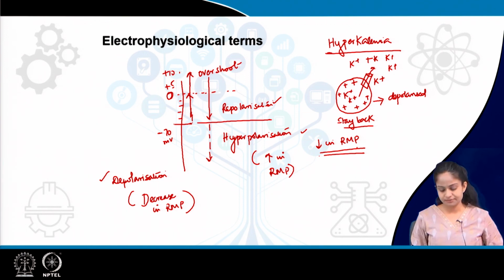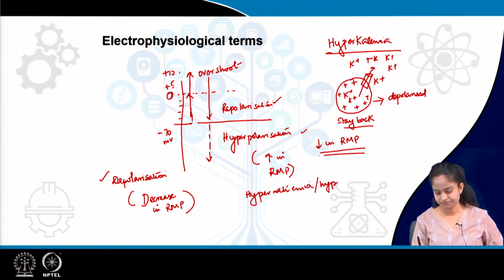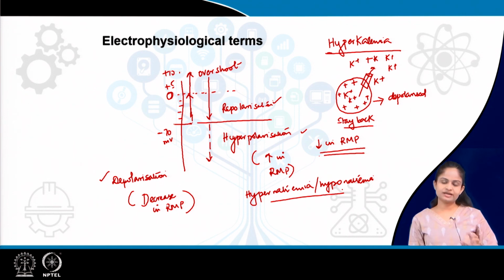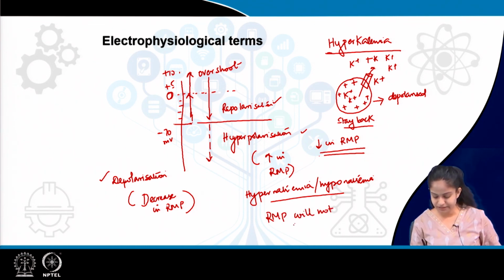Now, the question comes, what happens in case of hypernatremia or hyponatremia? That means, when the sodium concentration gets changed extracellularly, the answer is that there won't be any change in the resting membrane potential. The RMP will not change at all.